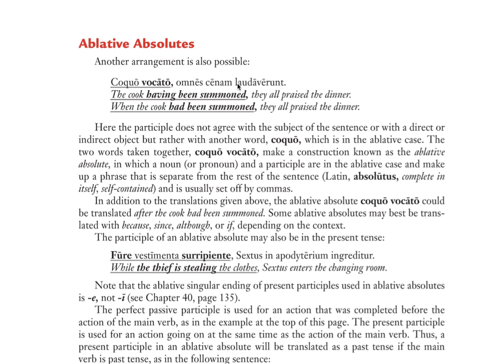You can have omnes caenam laudaverunt without the quoquo vocato, but you can't have the quoquo vocato without the omnes caenam laudaverunt. And that is what makes it a dependent clause. This one is independent. It can exist by itself. This one is dependent. And as you'll see, Latin uses many different constructions for dependent clauses, and this is one of the tightest, cleanest ones that it has. So let's see how it works.